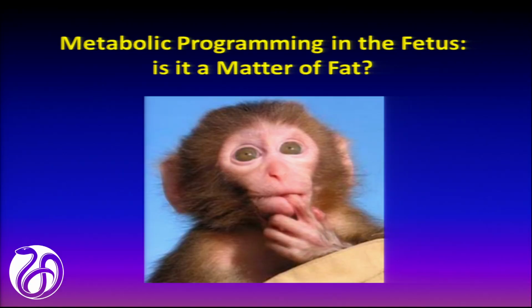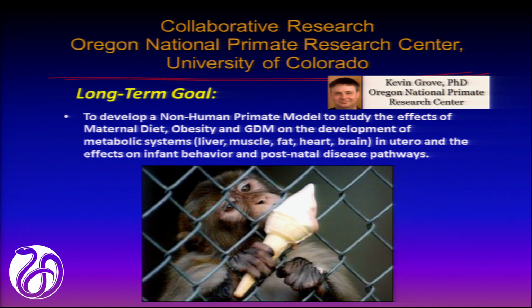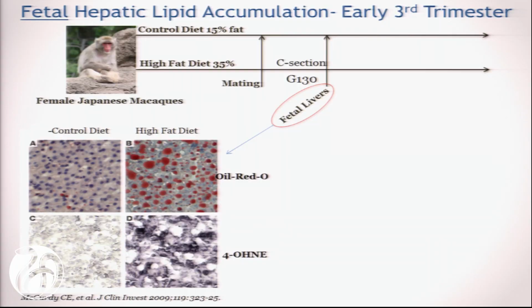So I'm going to switch gears and tell you about our second story, and this relates to a collaboration that Kevin and I started many years ago, and I'm not going to steal his thunder, but to talk about is it diet? And if it's diet, is it a matter of fat? So at the Oregon National Primate Research Center, with a host of people, we've worked on developing this overfed model in order to examine the effects of maternal obesity and later on diabetes on the development of these metabolic systems. And so this is one of the key findings that came from these studies.